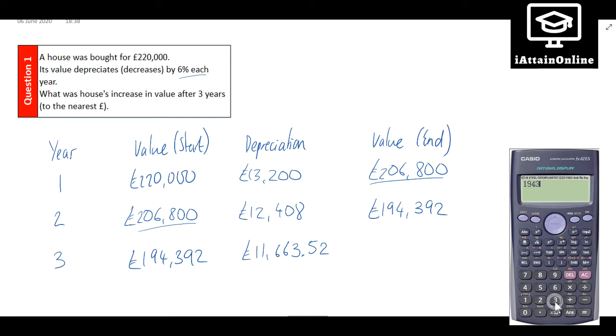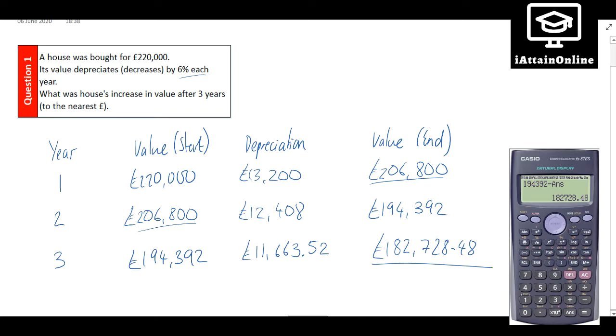So now I'm going to do the value of the house at the start of the third year, 194,392, take away the answer, and that tells me that at the end of the third year that's £182,728 and 48 pence. So that's compound depreciation.